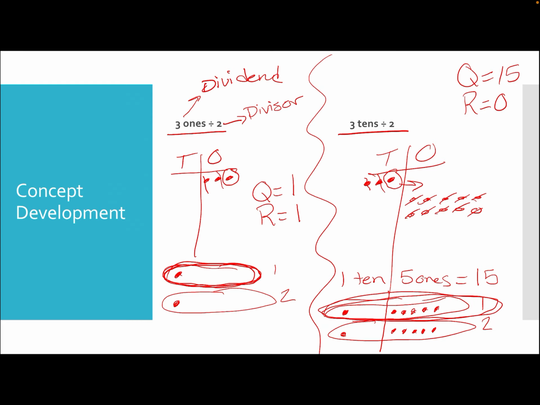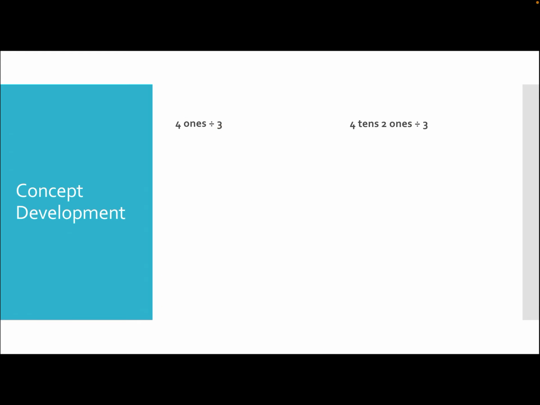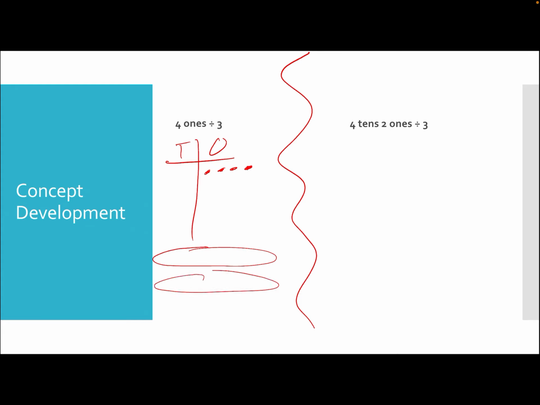Now we're going to do this again with another example so you know exactly what it looks like every single time we decompose from the tens to the ones place. All right, so next we have 4 ones divided by 3. So I've got my tens and my ones column. I've got 4 ones, and I've got 3 groups. 1, 2, 3. 1, 2, 3. So I'm going to take these ones and divide it amongst 3 friends until everyone has an equal amount.